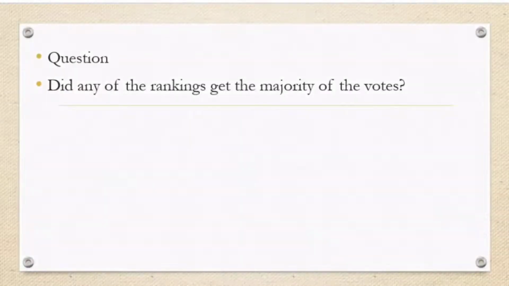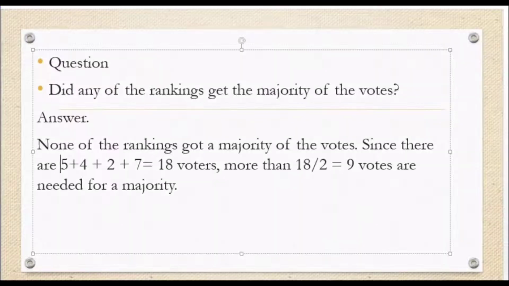The question is, did any of the rankings get the majority of the votes? None of the rankings got a majority of the votes, since there are 5 plus 4 plus 2 plus 7 equals 18 voters. More than 18 divided by 2 equals 9 voters are needed for a majority.